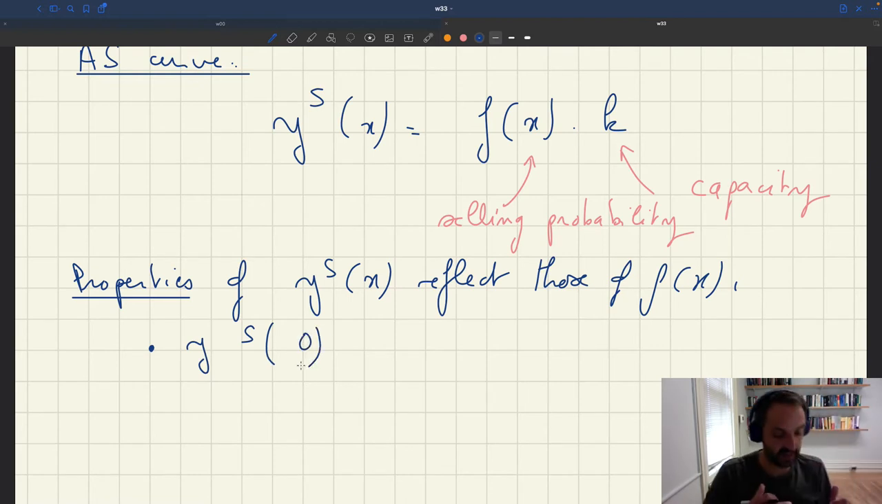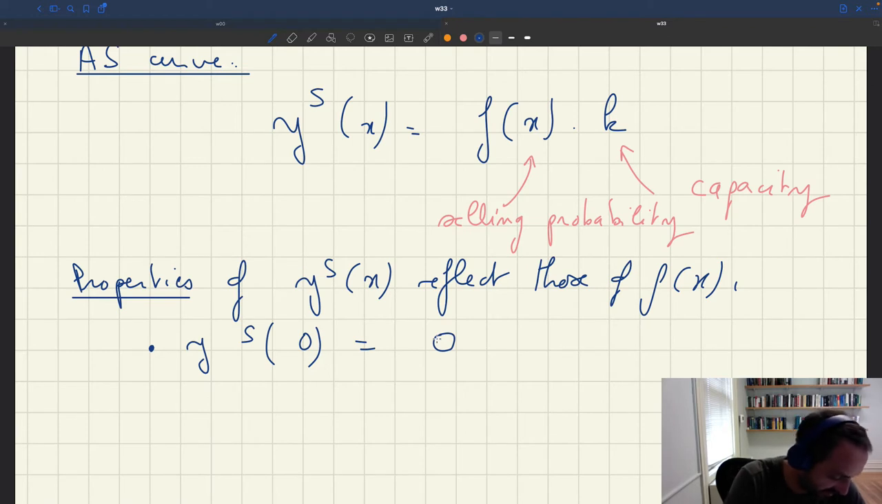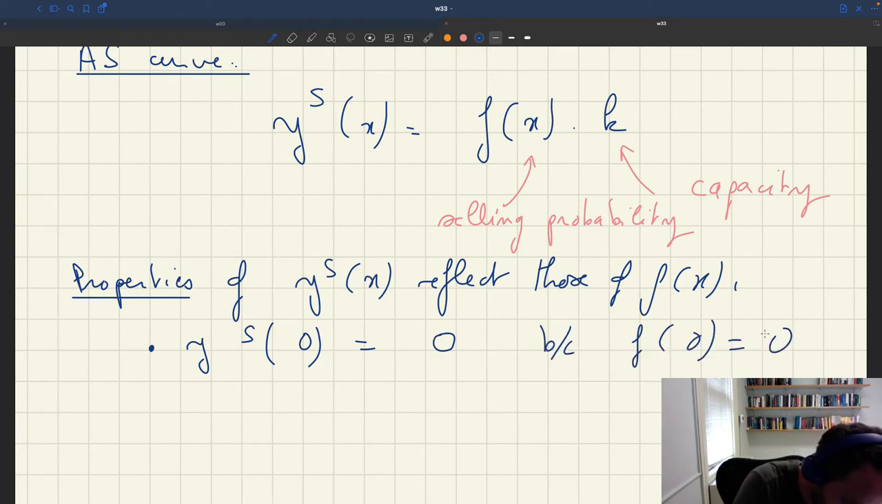we know that when the market tightness is zero, which means that there are no buyers, the probability to sell is equal to zero. And so f(x) is zero, and as a result, the aggregate supply is going to be zero. So y^s(0) is zero, just because f(0) is equal to zero.